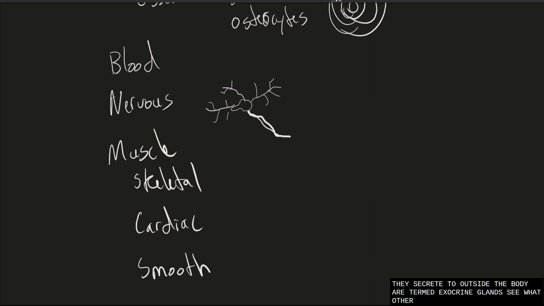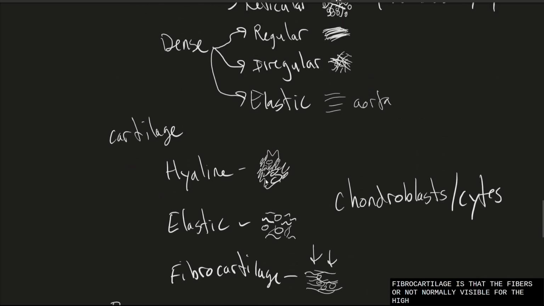See what other questions we could have here. The main difference between hyaline cartilage from elastic and fibrocartilage is that the fibers are not normally visible for the hyaline up here. I know I drew these fibers in here, but usually you can't see those fibers. So ignore that structure. I was trying to draw the ground substance outside.